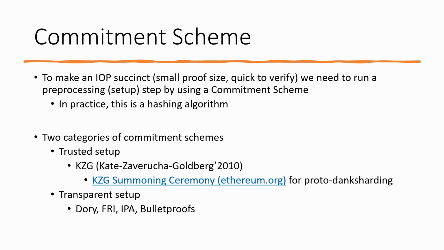The second category are transparent setup commitment schemes. Transparent setups are transparent because they don't require the using and destroying of a magic number. The setup can be done transparently in the open while still maintaining security. The trade-off between trusted and transparent setups is how fast and small the resulting SNARK is at runtime. You will see that the trusted setups are often orders of magnitude more efficient than the transparent alternatives.